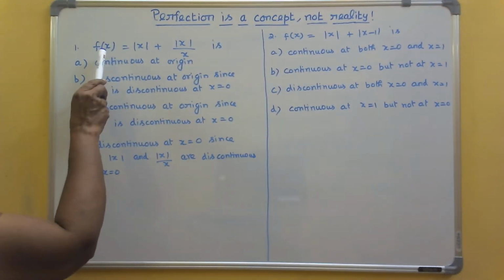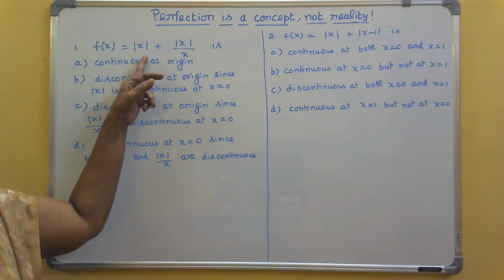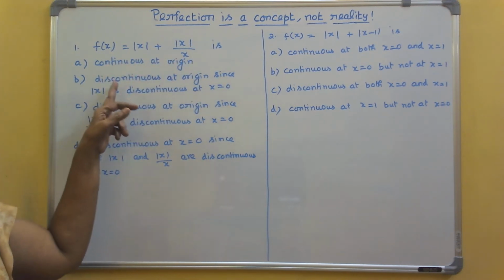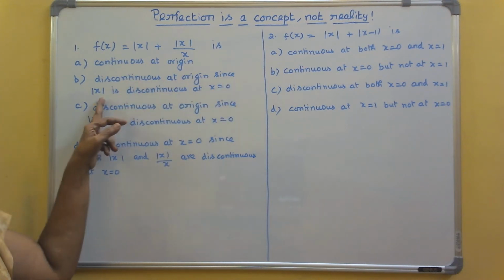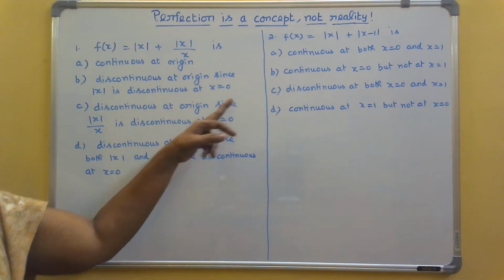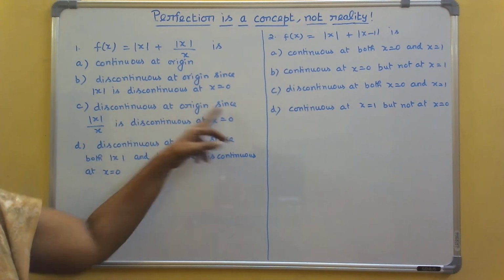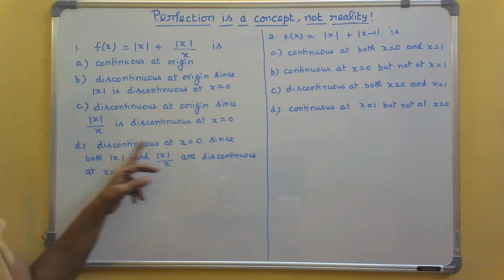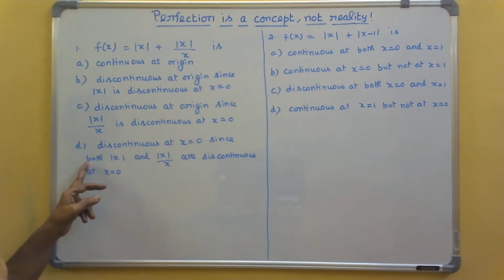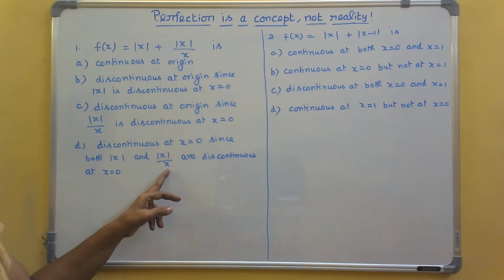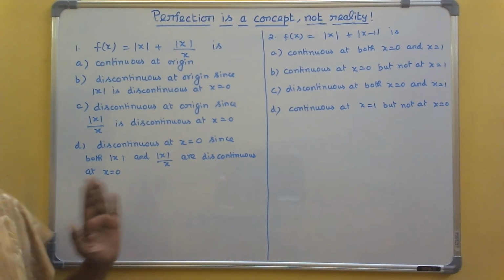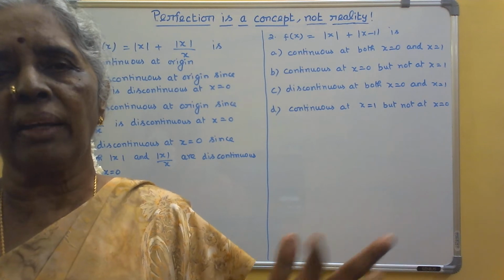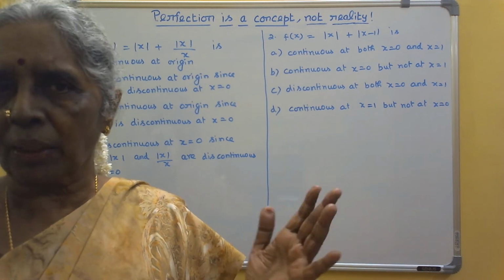Now let us see this sum. f(x) = |x| + |x|/x is continuous at origin, or discontinuous at origin since |x| is discontinuous at x = 0, or discontinuous at origin since |x|/x is discontinuous at x = 0, or discontinuous at x = 0 since both |x| and |x|/x are discontinuous at x = 0. Now, if you remember the concept I have explained, you can yourself choose the correct option.